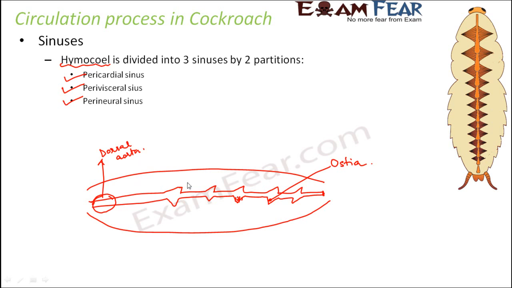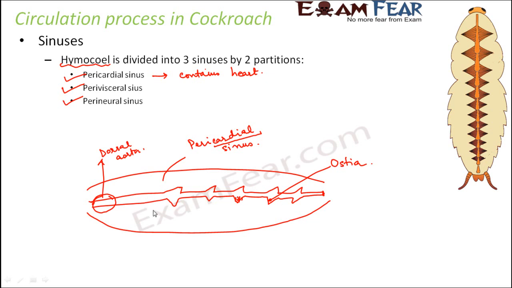Now the 3 sinuses which we are talking about are the 3 parts of the body cavity. The first part is pericardial sinus. So this portion is known as pericardial sinus. Pericardial sinus is that part of the hemocoel which contains the heart, and that is why it is known as pericardial. The word cardial is related to heart. So this portion consists of the heart.